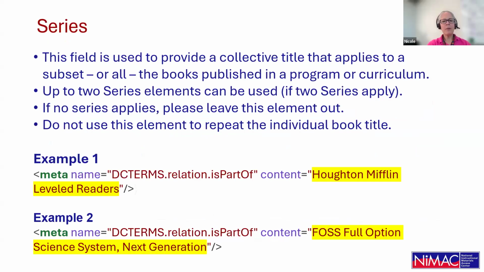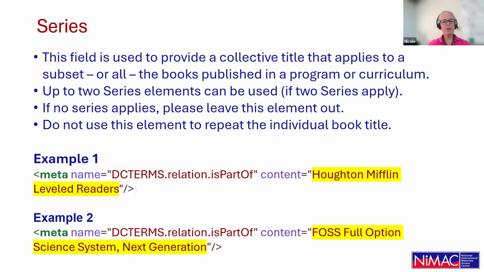Next, I want to talk a little bit about series. This is one of those metadata elements that is required if it's applicable. If there is no series that applies, you can disregard it and not worry about it. We do ask that you not use the series field to repeat an individual book title. This is only a field that is used when there's a collective title that applies to a subset or all of the books published for a particular program or curriculum.